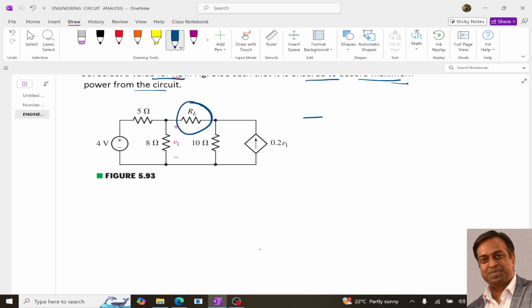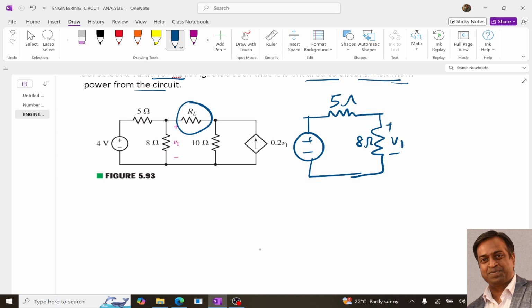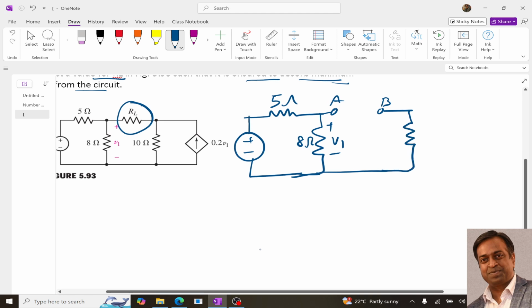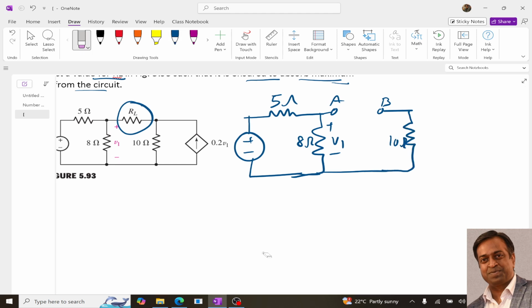So if I remove this RL, the circuit will look like this: plus minus, this is 5 ohm, this is 8 ohm, this is plus minus V1, right? Now I remove this RL, so it is the A B terminal, and then this is 10 ohm, and then the dependent current source, which is 0.2 V1, right? So this is our circuit after removing the RL.